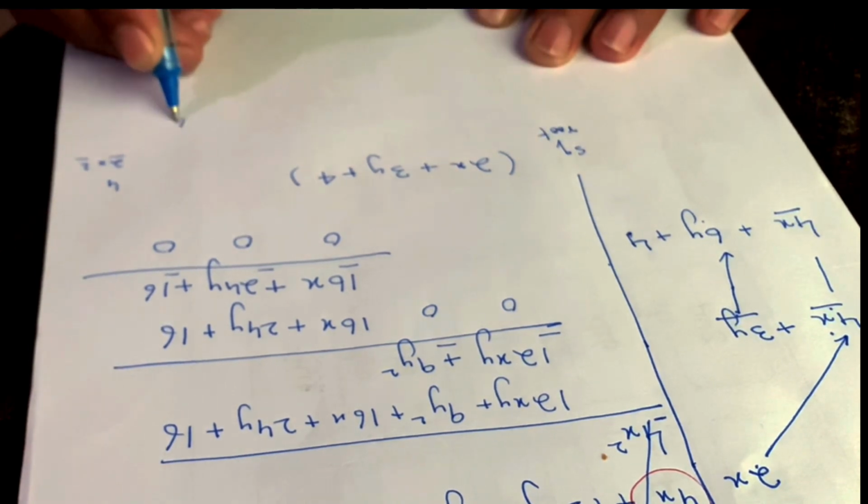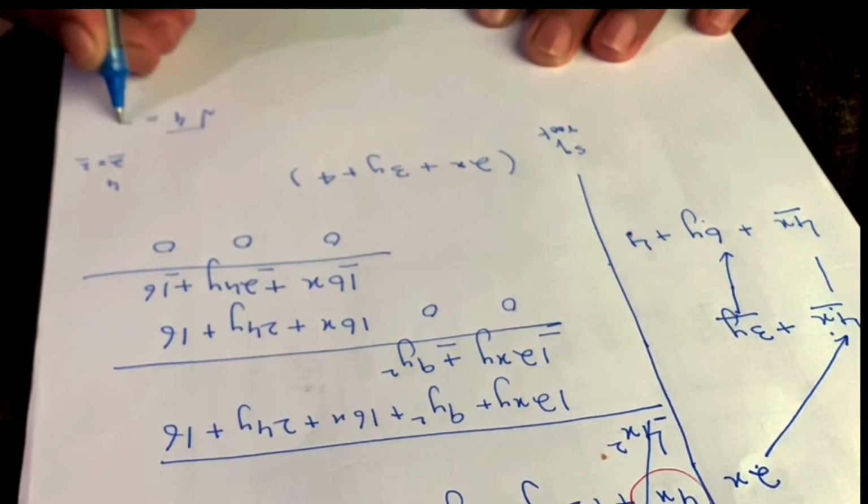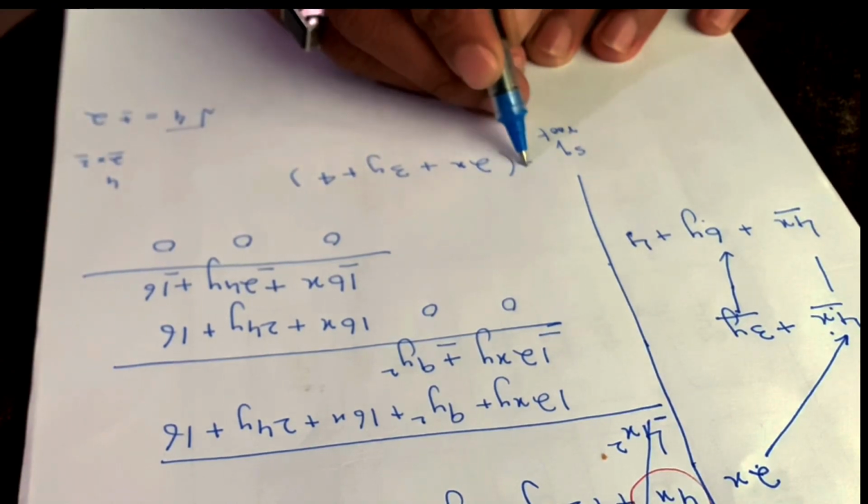Now, since we know that when we take the square root of 4, we write it as plus minus 2, similarly you will write plus minus here.